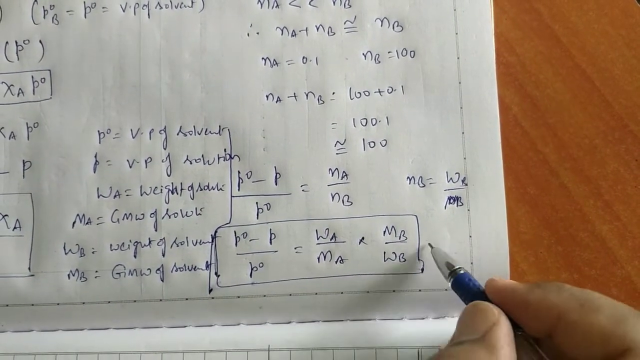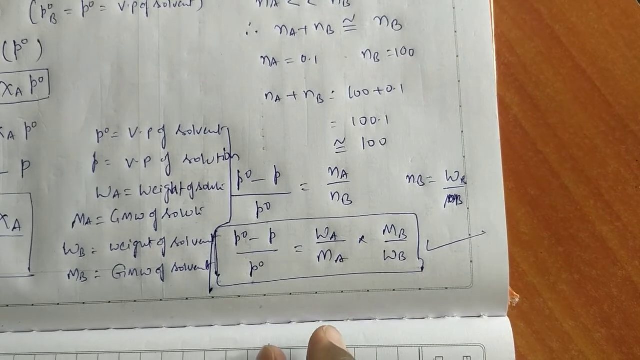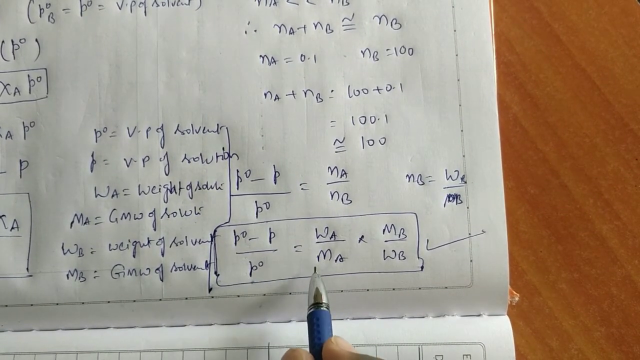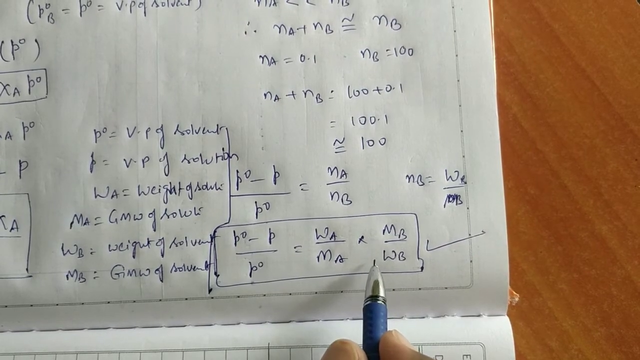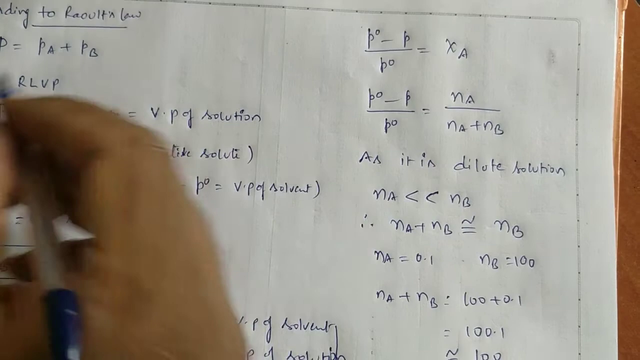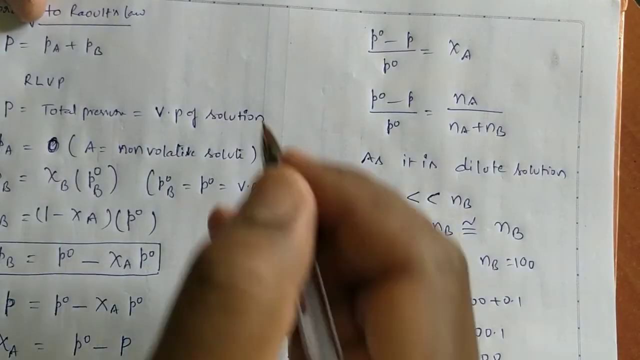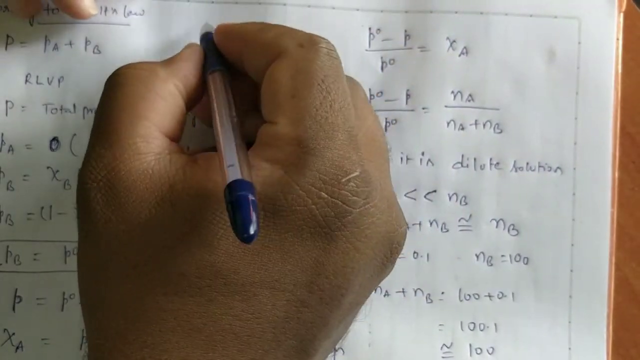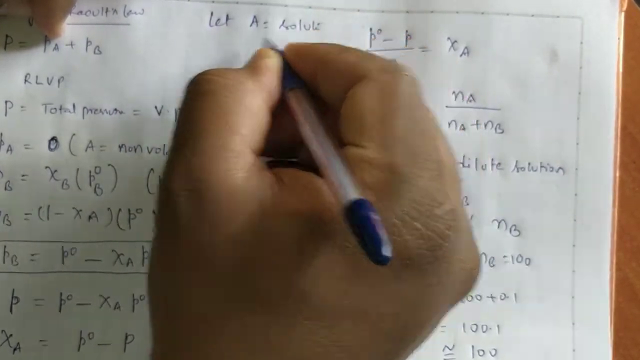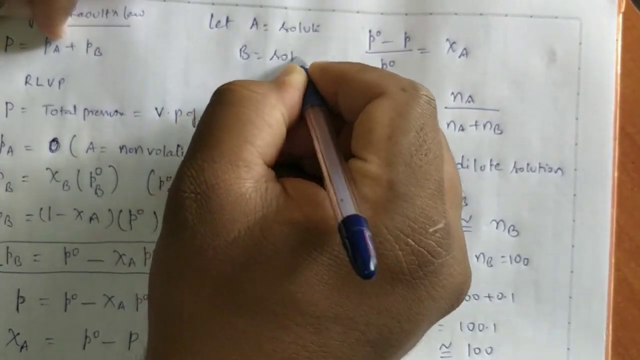These are the terms, and this is the first formula related to colligative property. (P0 - P)/P0 = (Wa/Ma) × (Mb/Wb). Before starting this first colligative property itself, I am writing here: let capital A be the solute, capital B be the solvent.